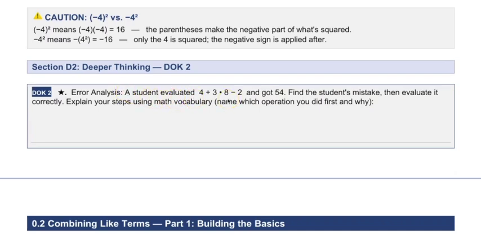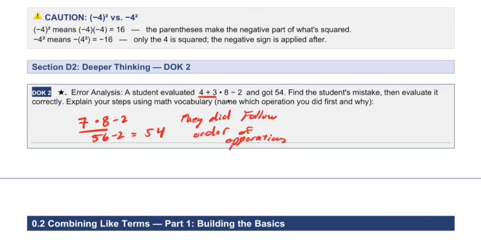The student's mistake, my guess is the student did this first. So 7 times 8 minus 2. Then they went 7 times 8 is 56. Minus 2, it gets you 54. So the mistake is they just added. They did not follow order of operations. And then what should they have done first?